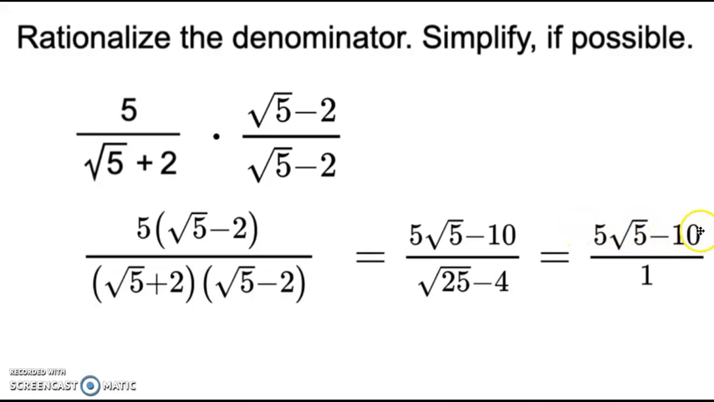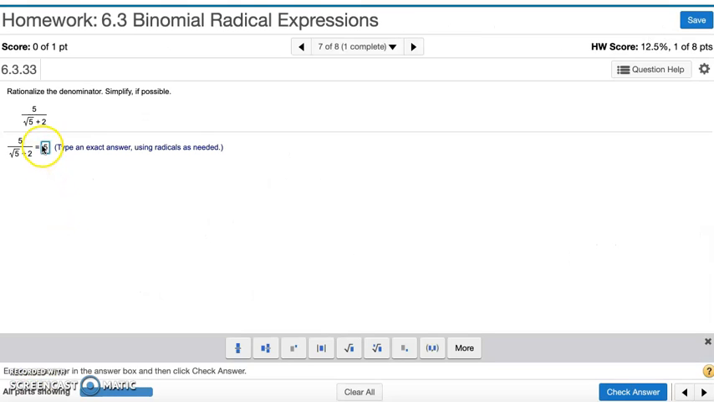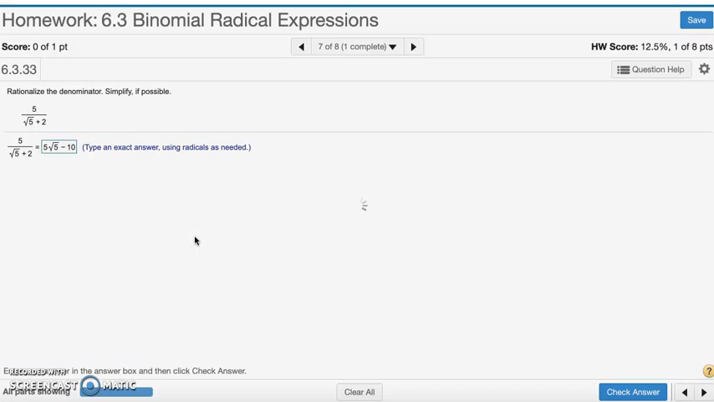Now anything on top divided by 1 is itself, so we're left with 5 radical 5 minus 10 as our answer. So let's type that in. So we have 5 radical 5 minus 10, and that's number 7.